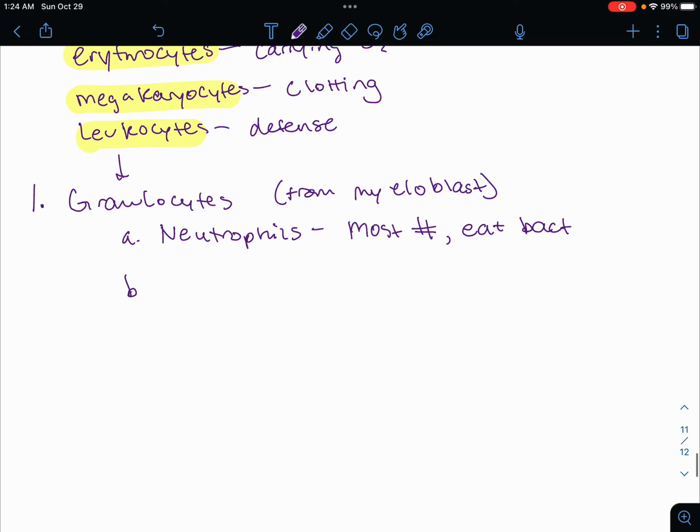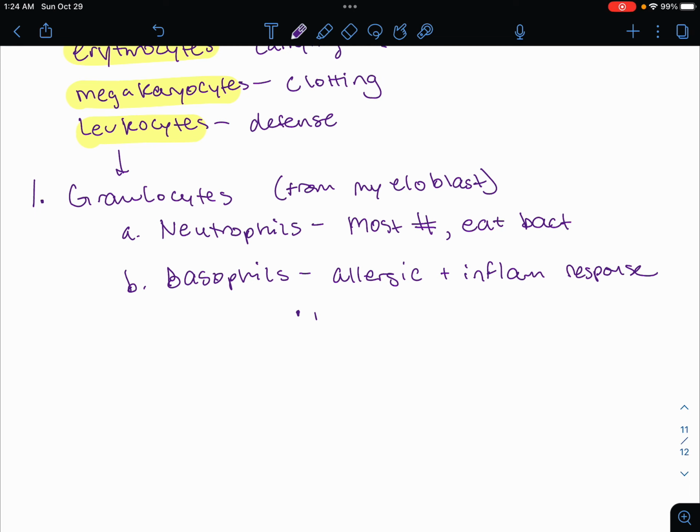The basophils are going to be allergic reactions and inflammation. They are going to be similar to mast cells, which are found in tissues. So this is going to be an allergic and inflammatory response. And mast cells in tissues are going to be a similar kind to basophils.